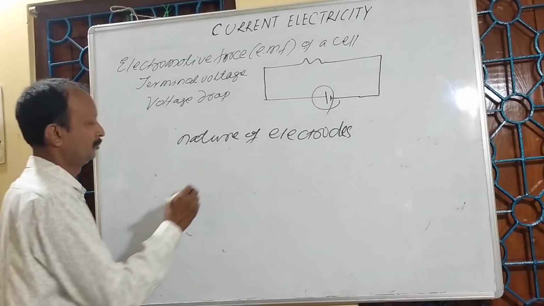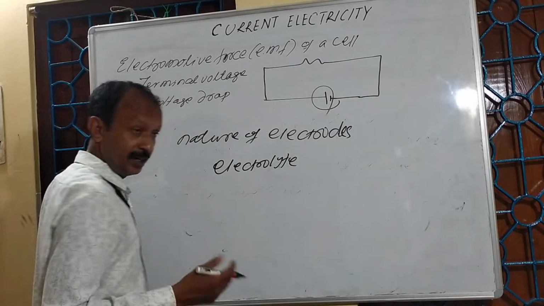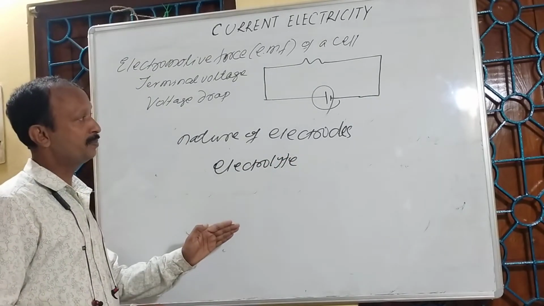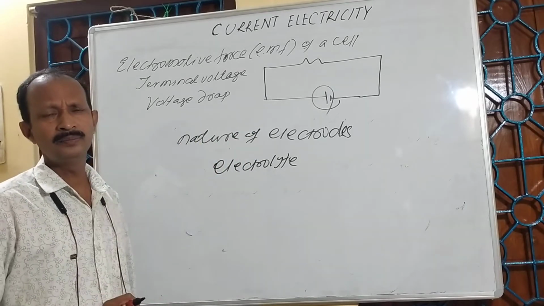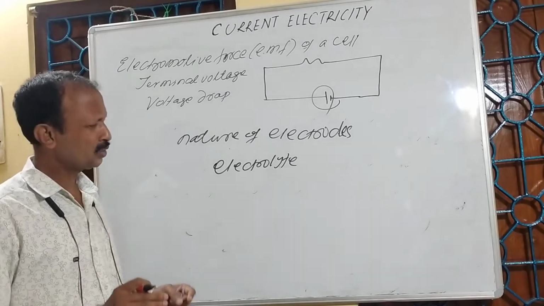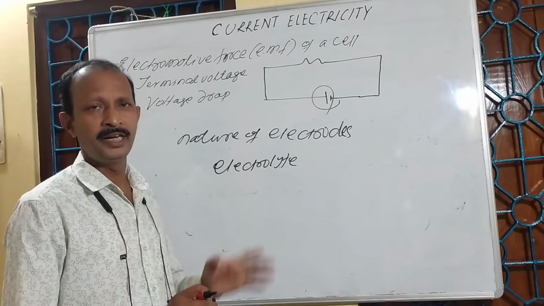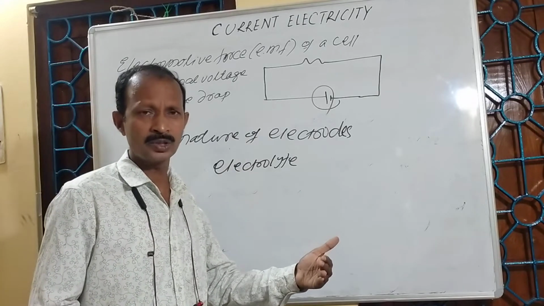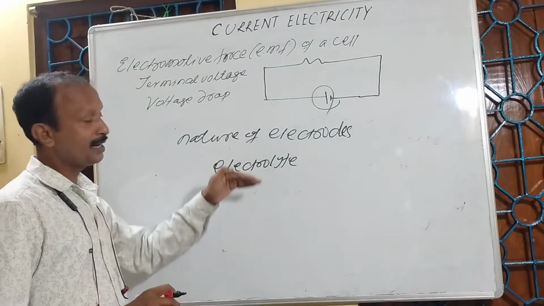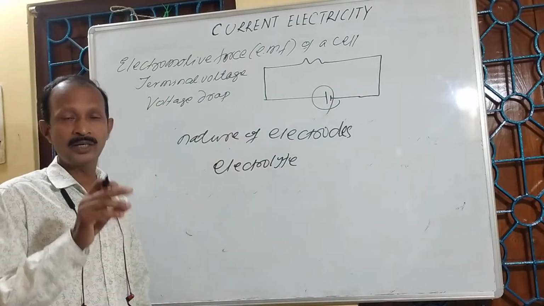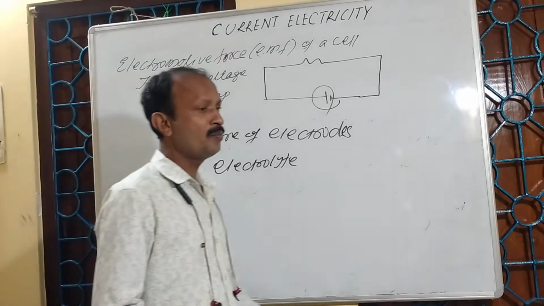Another factor, electrolyte or the chemicals what we have used inside the cell. It does not depend upon the size of the cell. It also does not depend on the distance between the electrodes. It depends upon the nature of the electrodes as well as the nature of the chemicals or the electrolyte what we are using inside this cell. So this is about the electromotive force.